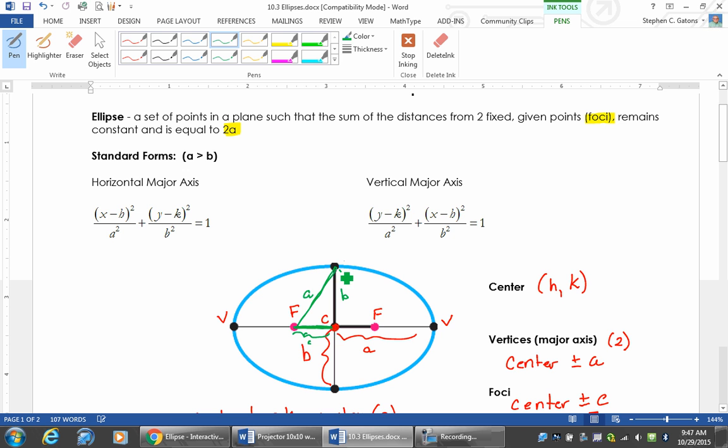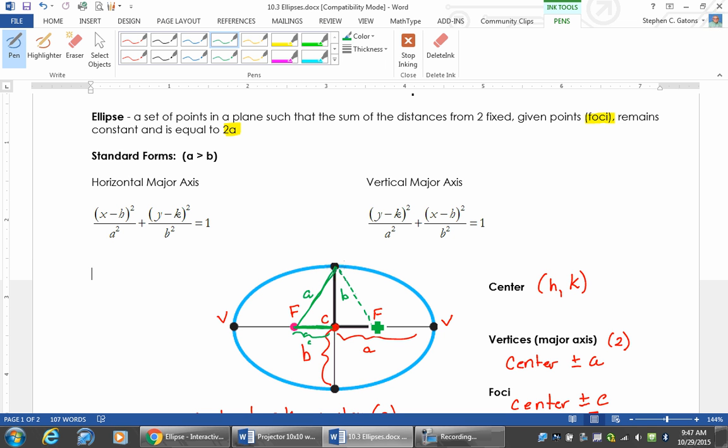So if you use the endpoint of the minor axis and you draw segments to both foci and they have to add up to 2A, then because this is an isosceles triangle, because this piece is equal and this piece is equal, that makes it isosceles. That means these have to be equal, and they both have to equal A. That's a right triangle.